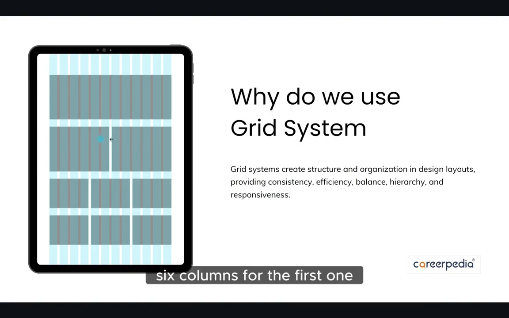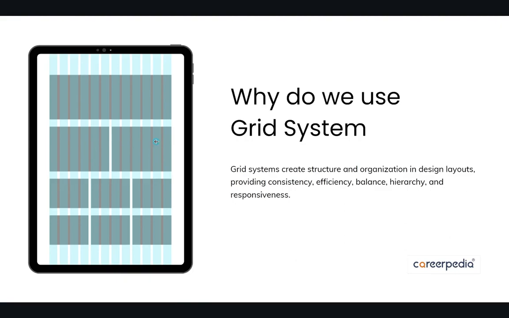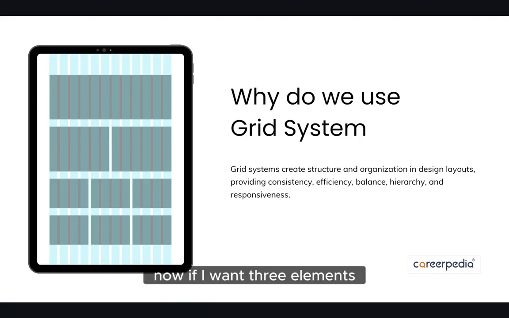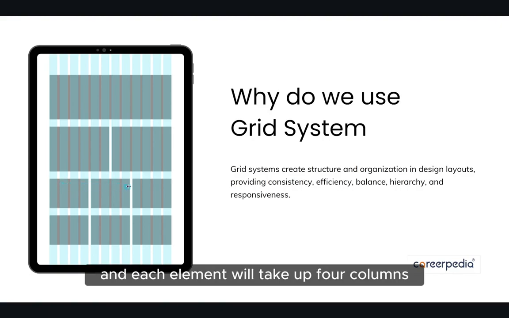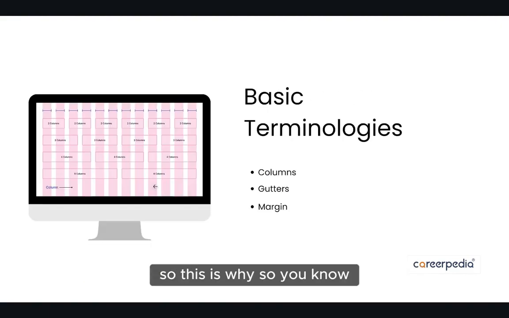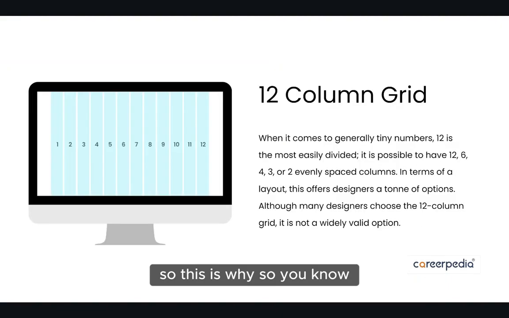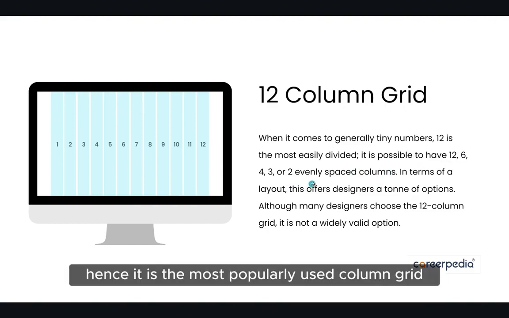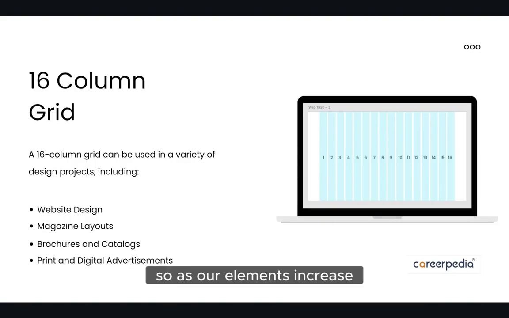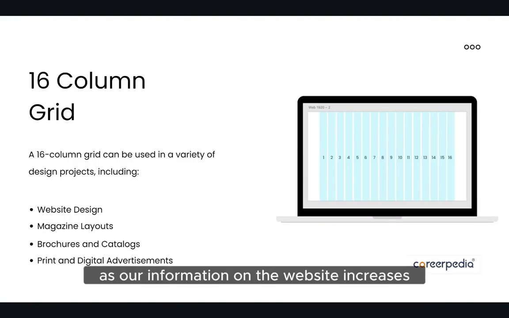6 columns for the first one and 6 columns for the second one. Now, if I want to place 3 elements, then it is 12 divided by 3, which gives us 4 columns, and each element will take up 4 columns. So 12 is easily divisible by all of these numbers, hence it is the most popularly used column grid. So as our elements increase, as our information on the website increases, our number of columns can also increase.